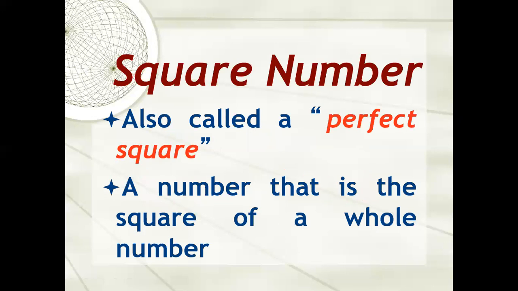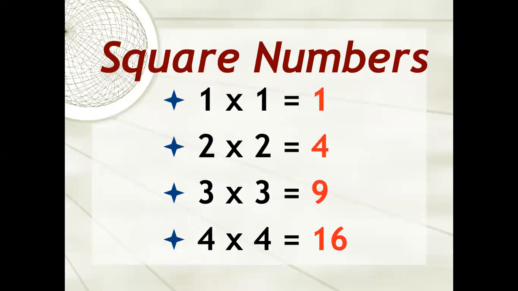Square number. When we deal with square numbers, the other related concept is a perfect square. A square number is a number that is the square of a whole number. Examples of square numbers are the following.